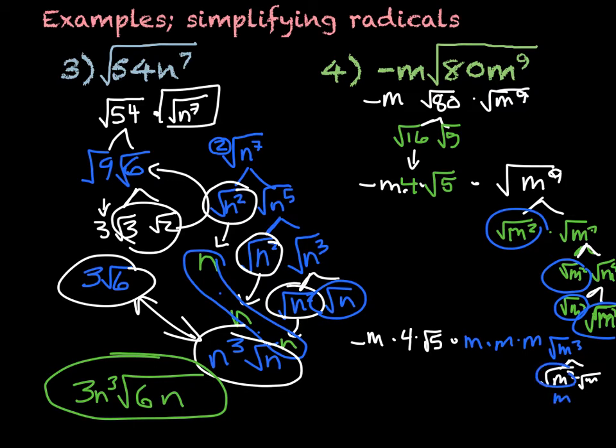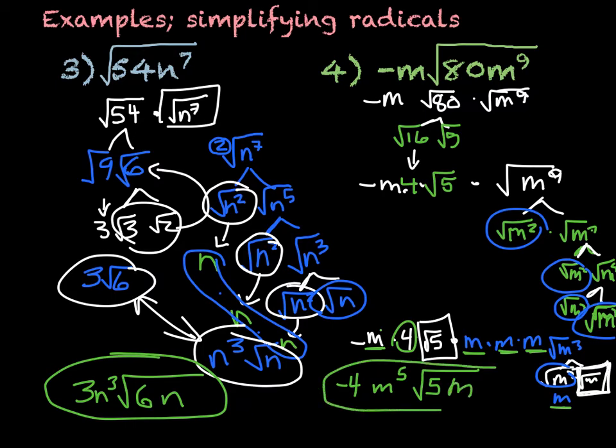So my final answer, when I put it all together, I have negative 4 times my m times m times m times m times m. So that would be m to the 5th power. And then under my square root, I still have the square root of 5, and I have an m still under the square root. So your final answer, negative 4m to the 5th times the square root of 5m.